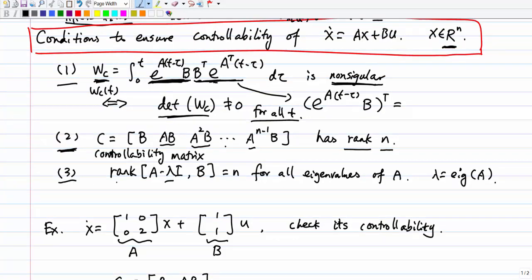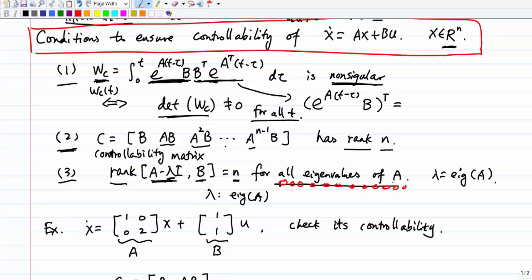The last condition is to check the rank of A minus lambda I and B. You put this matrix, then you put another matrix over here to check the rank, to see if the rank is equal to n for all eigenvalues of A. So here lambda is an eigenvalue of A. Which means you first compute all the eigenvalues of A, then check if the rank of A minus lambda I, which is one part of this matrix, and also you put B with that for each lambda, is equal to n for all, emphasize for all eigenvalues of A, which means you have to check many things.